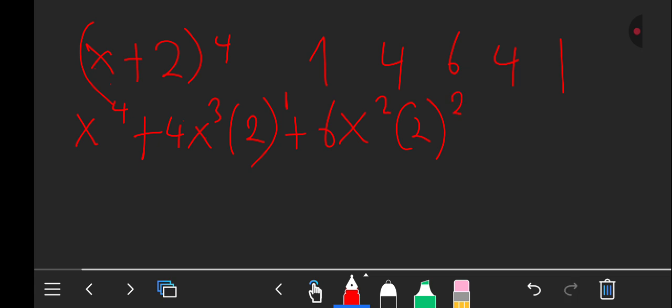Then we come to plus 4. Again, the x will decrease in power from 2 to 1. Then the b will increase in power from 2 to 3. Then plus what you end with is just b.